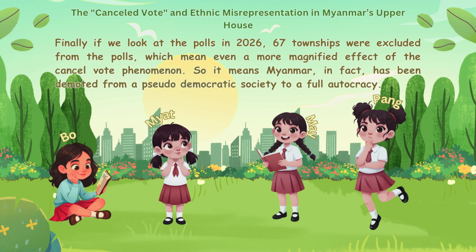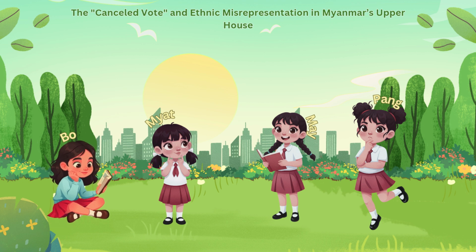Finally, if we look at the polls in 2026, 67 townships were excluded from the polls, which means an even more magnified effect of the cancelled vote phenomenon. So it means Myanmar, in fact, has been demoted from a pseudo-democratic society to a full autocracy.